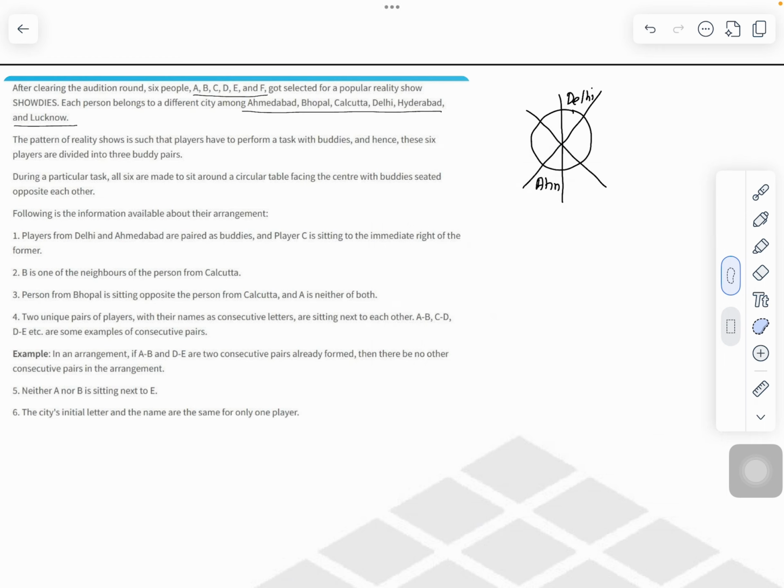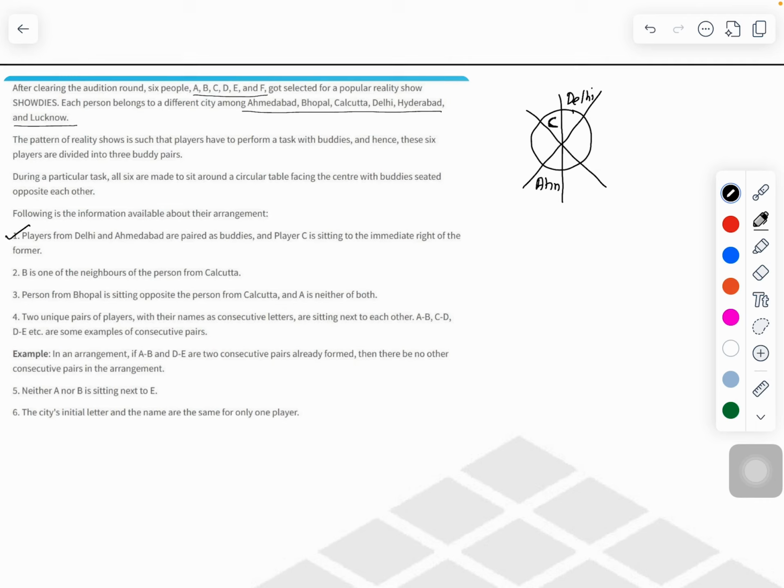Now player C is sitting to the immediate right of the former, as in Delhi. So when you look from the Delhi person's point of view, for this person this is right and this is left, because the Delhi person, when he is seated, will be facing this side. So his right hand side is this and his left hand side is this. So the Delhi person's immediate right side is player C. Therefore player C will be seated here. This is one data point we have got from point number 1.